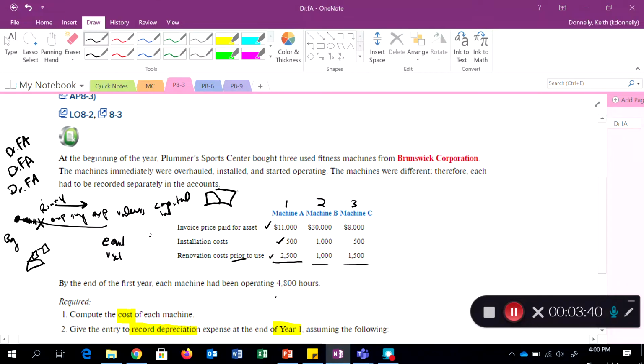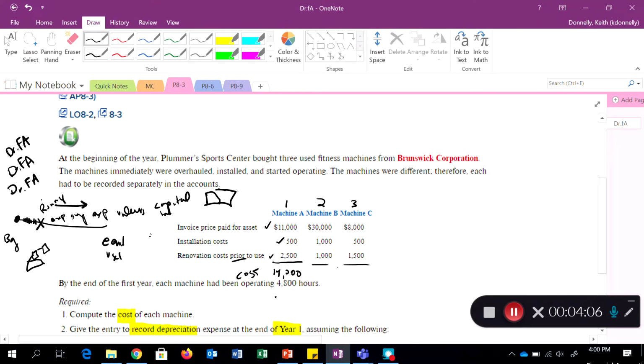So here it looks like we have our purchase price, 11 grand. We paid $500 to get it installed. And then prior to use, we paid $2,500 to renovate it. What that means is we debited fixed asset 3 times, each one of those. So our cost for this guy is going to be $14,000.